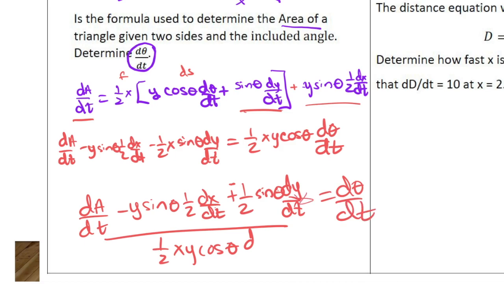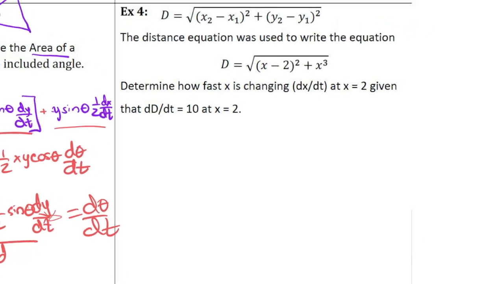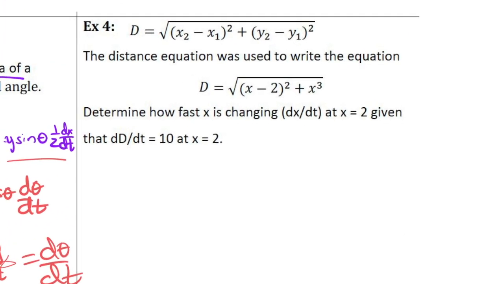So let's take a look at example number 4. The distance equation was used to write this equation. Distance equals the square root of the quantity x minus 2 squared plus x cubed. We're going to determine how fast x is changing. So that means find dx/dt at x equals 2, given that dD/dt equals 10 when x equals 2. So we were given information this time.